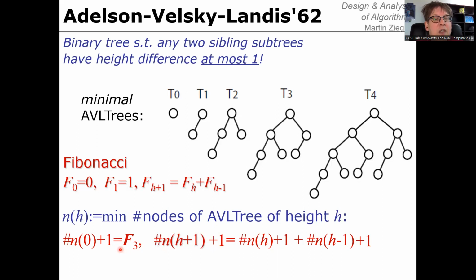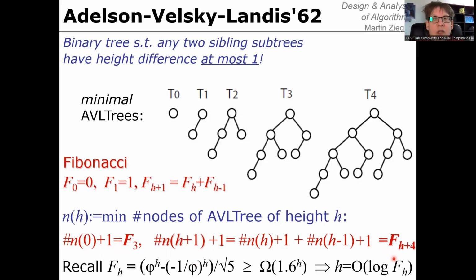Only the start is different, kind of a shift. Here we have n of 0. Here we have f3. So adding 3 to the index and adding 1 to the value. Inside adding 3, outside adding 1. That's the result. So this is thus equal to fh plus 4. And now recall that we do have an explicit solution for Fibonacci numbers, namely Binet's formula, and we thus now also know the asymptotic growth of Fibonacci numbers, which is exponential, with the base being the golden mean.